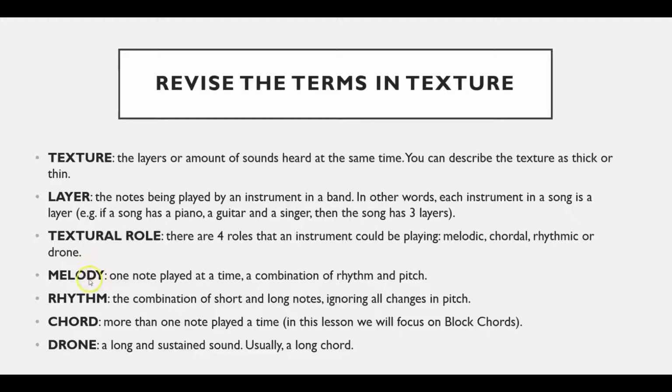We have melody, which means 1 note played at a time. Chords mean more than 1 note played at a time. So if you had a guitar playing more than 1 note, more than 1 layer, technically at a time, you would just say it's 1 layer playing chords, or playing more than 1 note at a time. And that's just a nice way to describe the texture of a song.